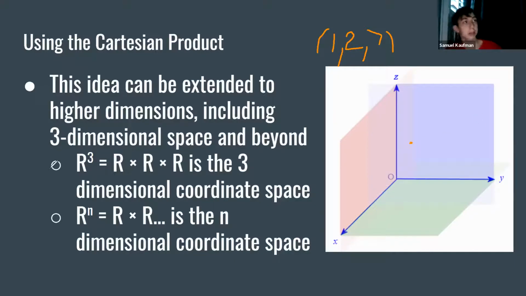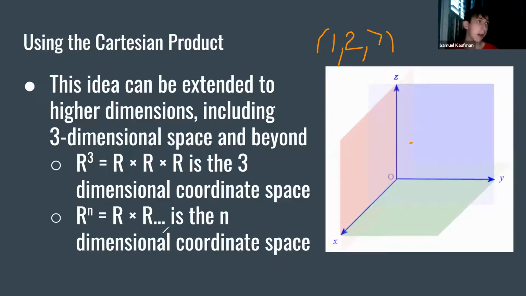And we can do the same thing. So we're going to take the real numbers times the real numbers times the real numbers as a Cartesian product. So this first real number is going to be the x, the second one is going to be the y, and the third one is going to be the z. And actually, what we can do is take this Cartesian product as many times as we want and create as many dimensions as we want.